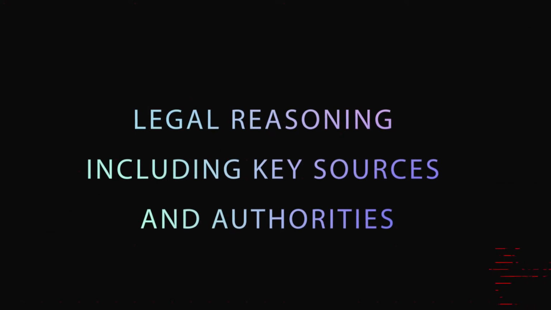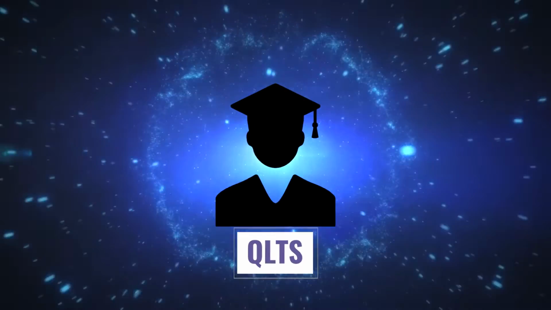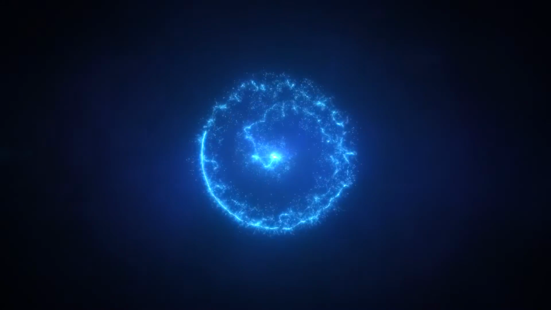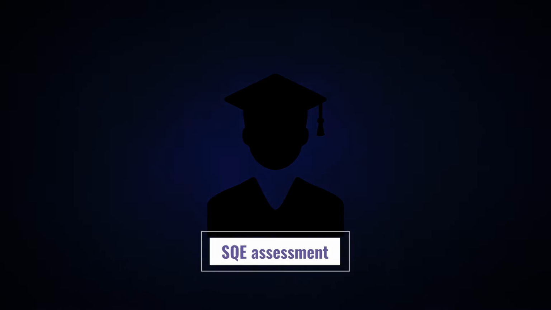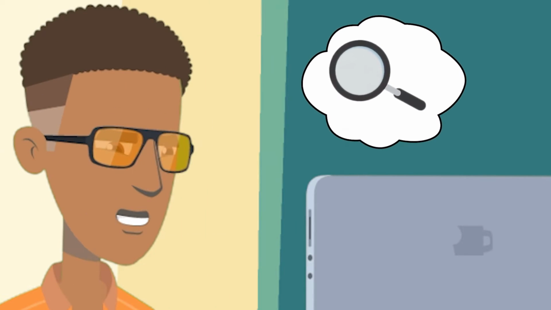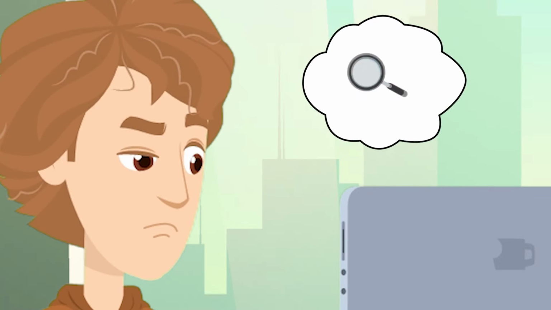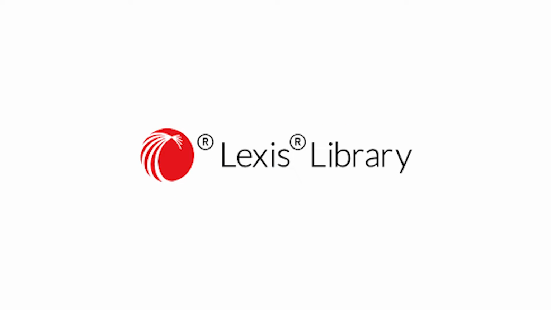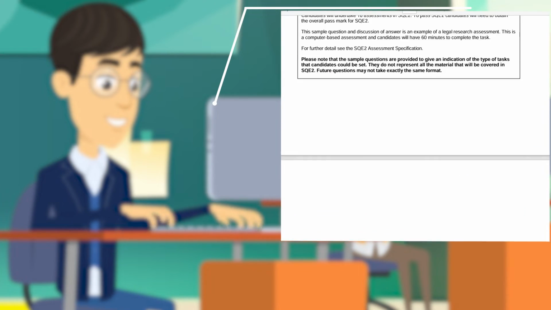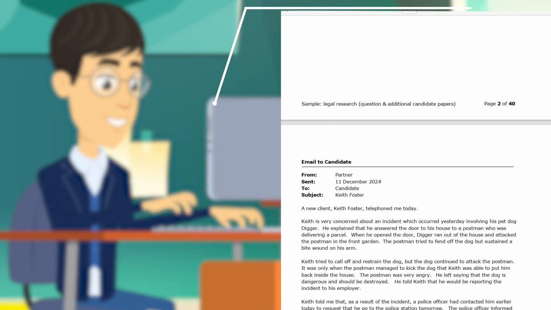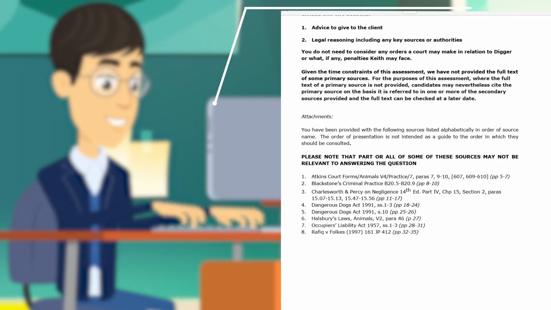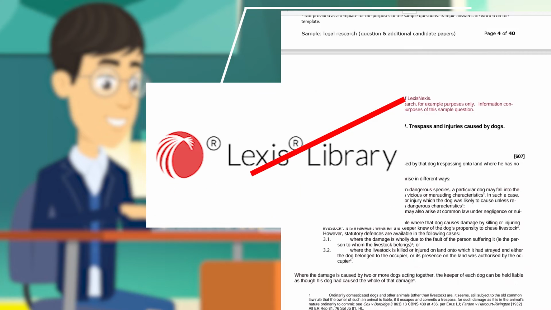While legal research has historically also been tested in the QLTS OSCE and in the LPC, the format of the SQE assessment differs greatly from its predecessors. It previously required candidates to conduct their own searches directly in the legal databases, Westlaw and Lexis Library. While in the SQE, candidates are given a bundle of legal documents from which they must identify the sources relevant to the situation at hand. Candidates will not have direct access to the legal databases in the SQE assessment.